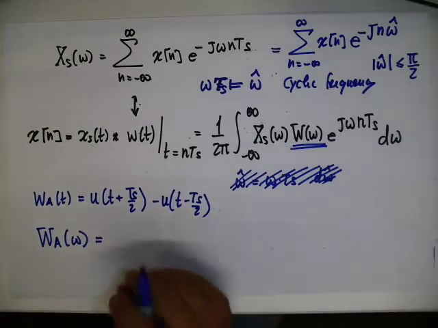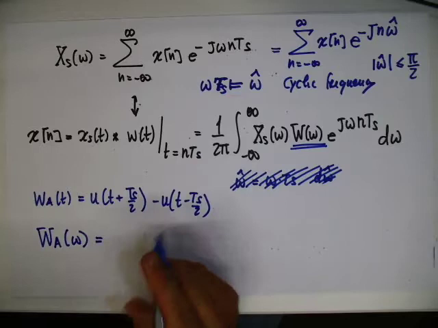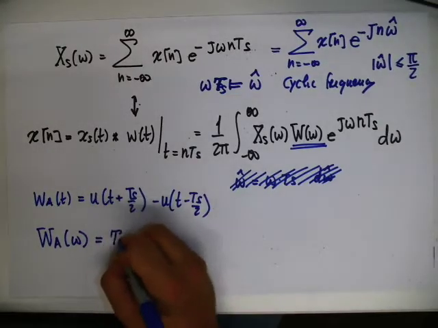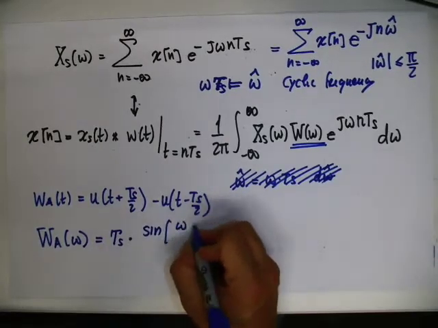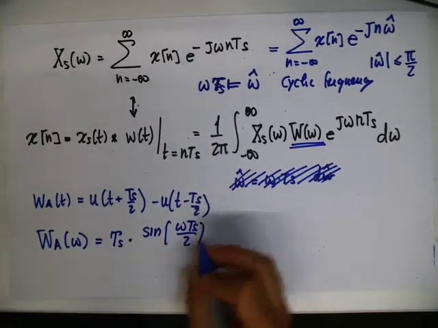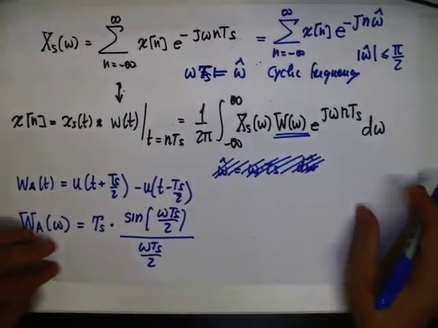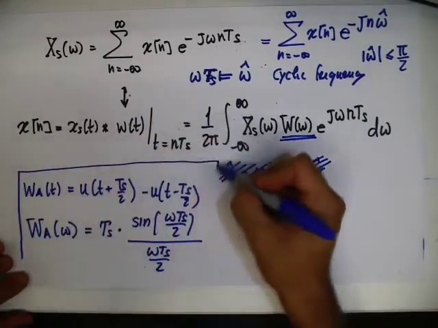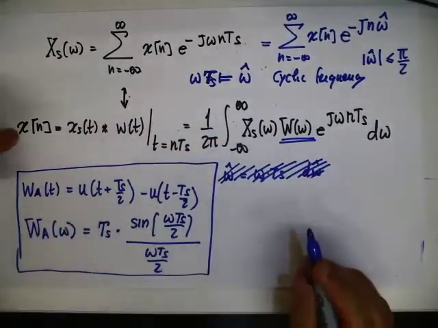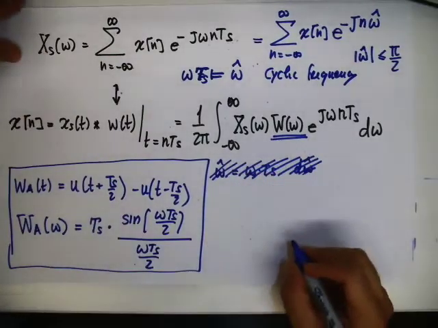The corresponding Fourier transform was equal to ts times sine of omega ts divided by 2, divided by omega ts divided by 2, okay? So for this particular choice, we get x of n becomes what, basically? Actually, I'm gonna redo it here.